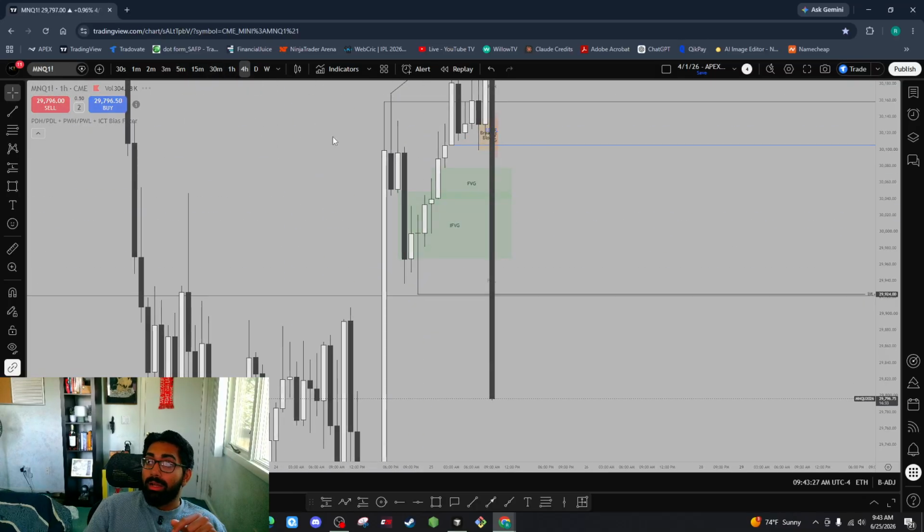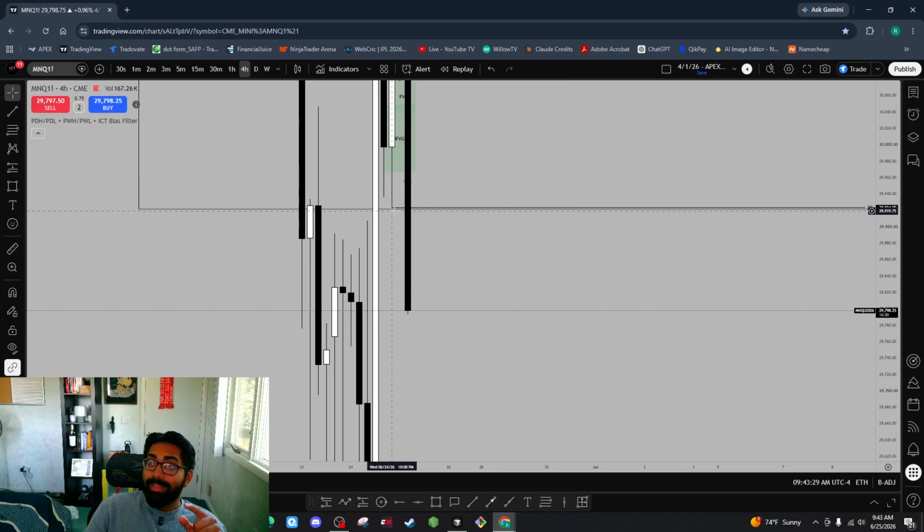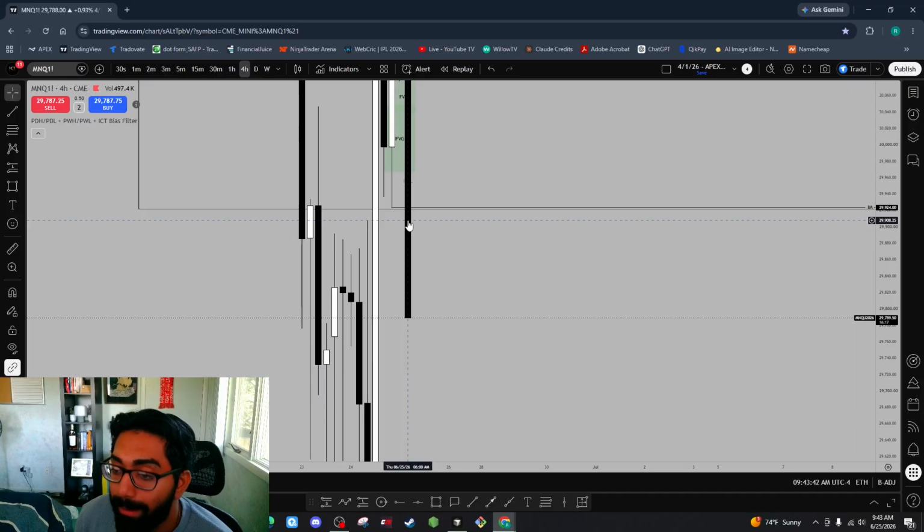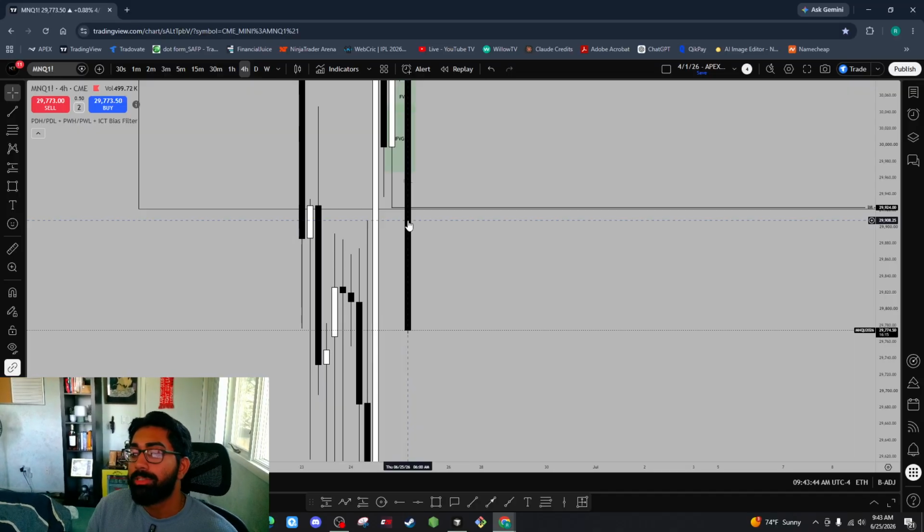Or is the fact that we have taken out this intermediate low confirmation that, hey, it might be time to take longs instead of shorts? And there is a right answer. And I'll tell you what that is.